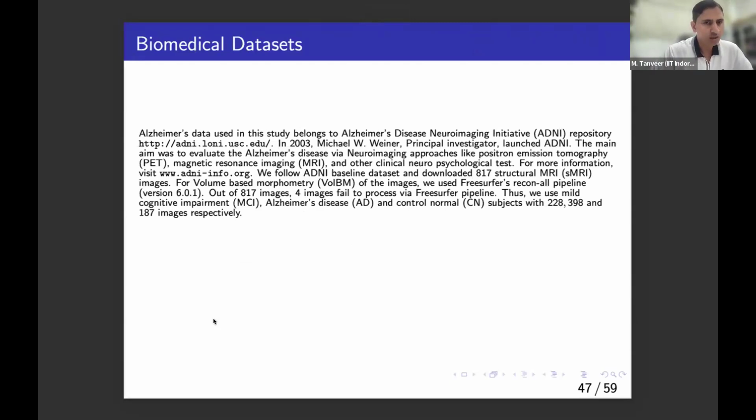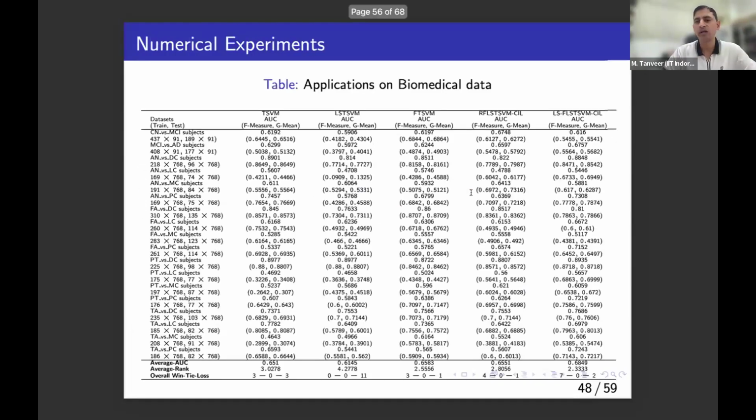In this work, we have used Alzheimer's data, which is publicly available on the ADNI website. We have considered around 817 sMRI images, distributed across MCI, AD, and CN subjects with 228, 398, and 187 images. Due to that, 4 images failed to process in the FreeSurfer pipeline.